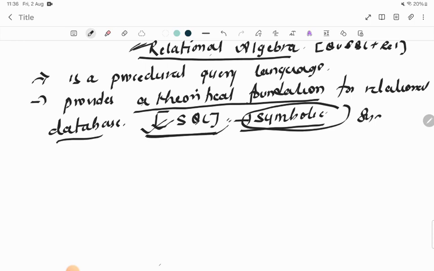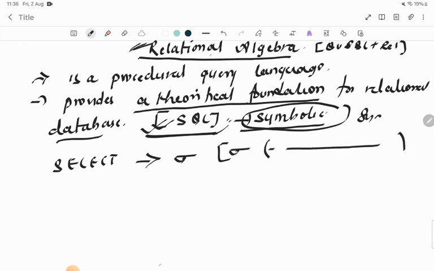Okay, so the first relational operation is the select operation. It is represented by the symbol sigma in relational algebra. If you use this sigma or select operation, it is used to print or display a complete row from the table. Okay, I'll explain this in an example.